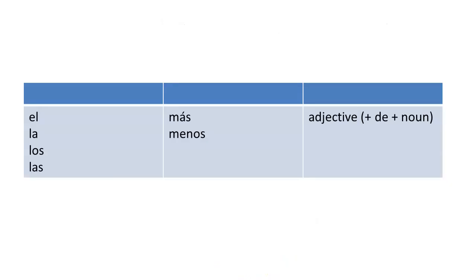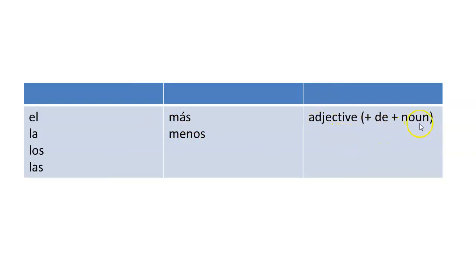So let's take a look at the formula for making a superlative in Spanish. Whatever it is that you're comparing, you have to take into account the gender and the number of that noun that you're comparing. So, for example, if it is a car, el carro, then you will choose el. If it's a house, la casa, then you'll choose la. If it's the books, los libros, then you'll choose los. If it's the tables, las mesas, then you'll choose las. And then, of course, usually it's the más. Sometimes you can use the menos, and then the adjective.